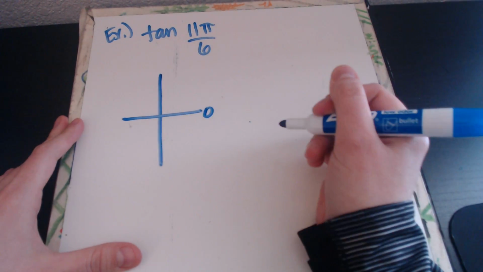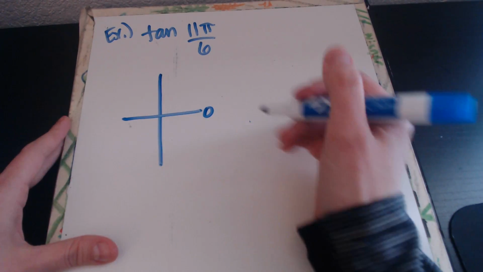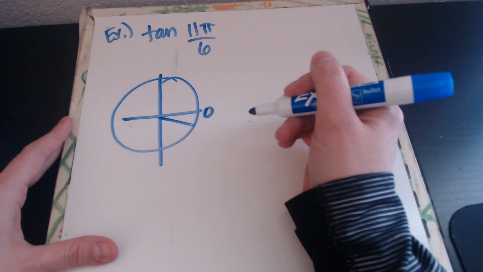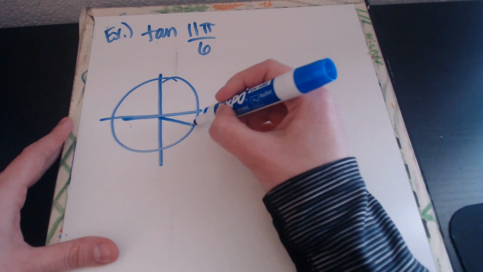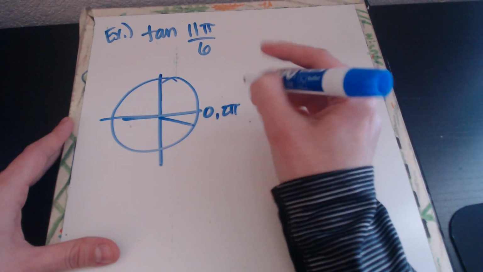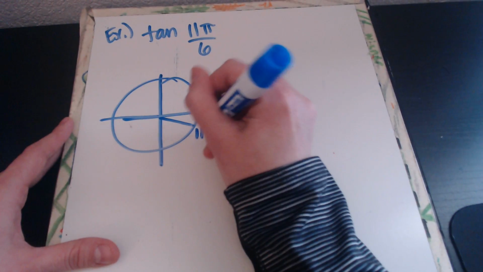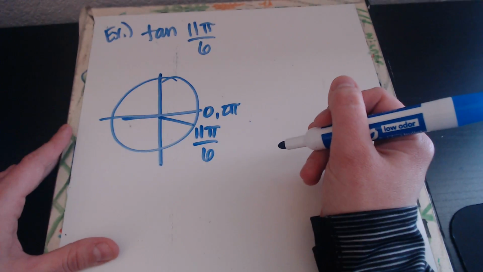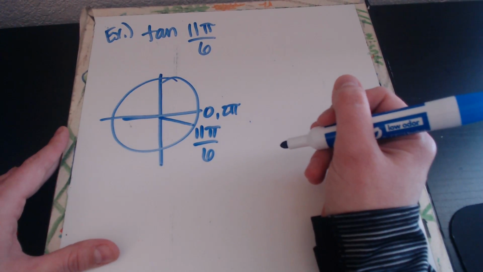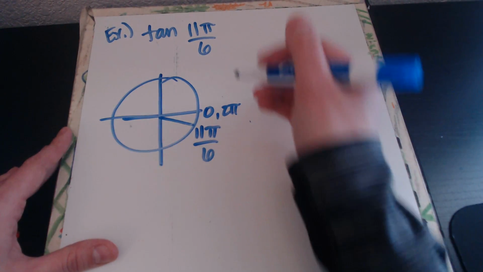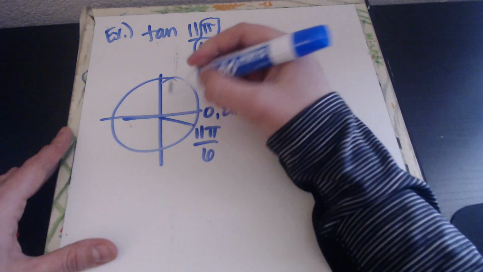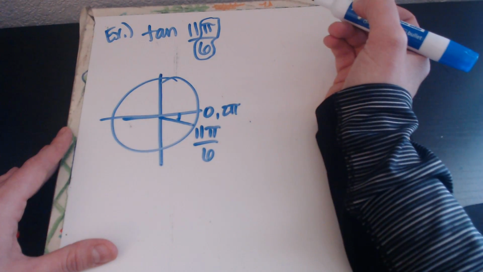Okay, so when I want to know tangent of 11 pi over 6, well, 11 pi over 6 is going to be right here in my unit circle. Almost back to 2 pi, but not quite. So 11 pi over 6 is my angle here, and that's my quadrant. Now I need to know my reference angle. My reference angle is going to be pi over 6. This is a multiple of pi over 6, a 30-degree angle.